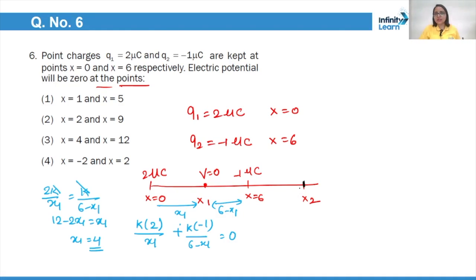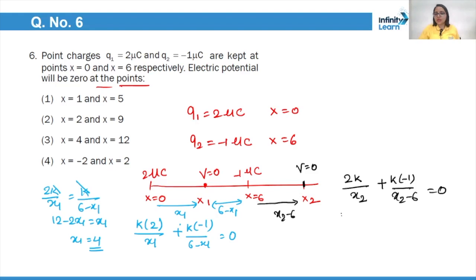Let's say this is x2. At this point potential is 0. So this distance will be x2 minus 6 and this complete distance will be x2. So potential at x2 will be 2 into k divided by x2 plus k into minus 1 divided by x2 minus 6 is equal to 0.